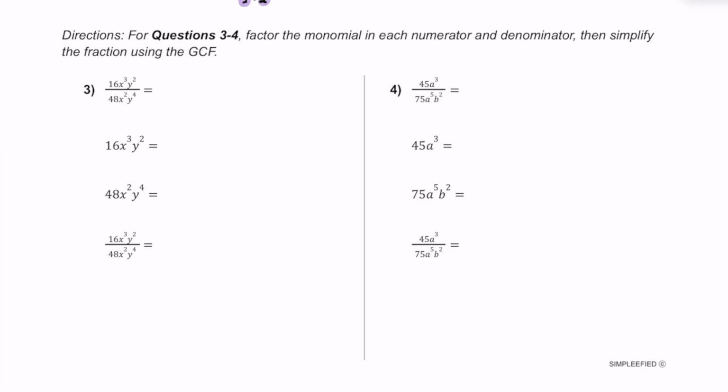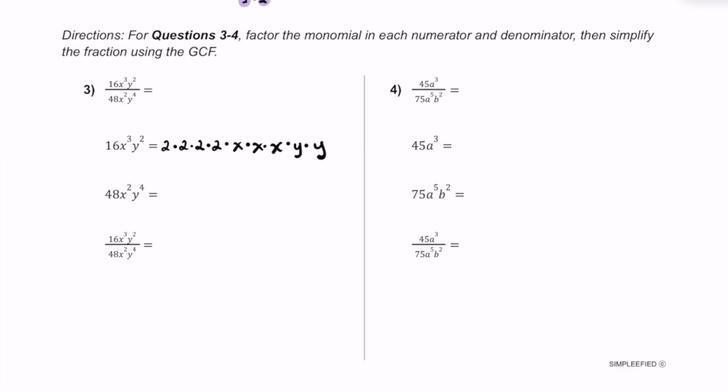Let's switch gears just a little bit. Here we're going to factor each of these monomials that we see in the numerator and denominator. Then we're going to simplify the fraction using the GCF we can find between these two monomials. So I'm not going to make trees for these coefficients just because these numbers are a little smaller. 16 I know will break into 2 times 2 times 2 times 2. X cubed is going to break into x times x times x, and then y squared is going to break into y times y. So that's the factored version of the numerator.